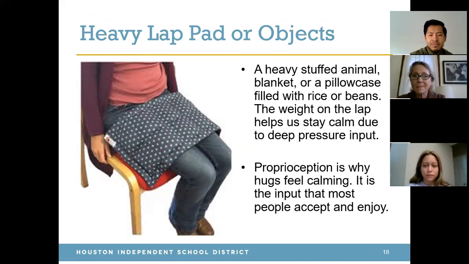Heavy lap pad or objects. Another strategy is using a heavy stuffed animal, blanket, or a pillowcase filled with rice or beans. The weight on the lap will help the child stay calm due to deep pressure input. Proprioception is why hugs feel calming. It is the input that people accept and enjoy.